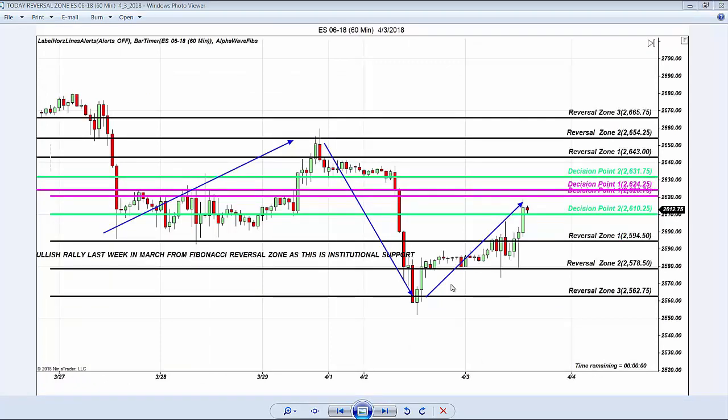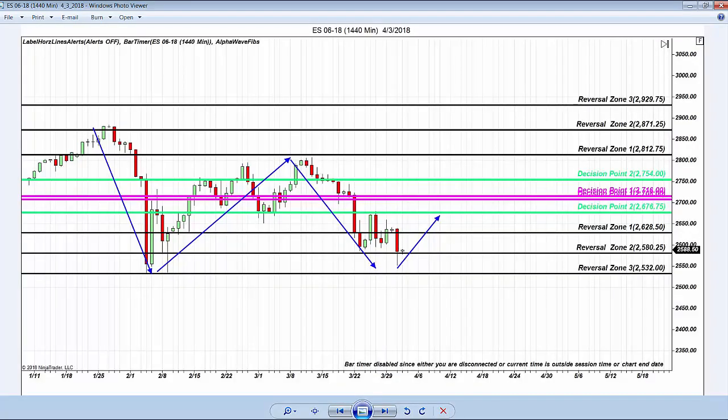And this is what played out on the S&P. If it never surprised you, the bullish pullback from this level was expected, which again correlates very, very clearly with institutional support on the daily chart.